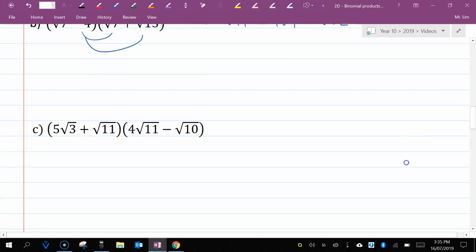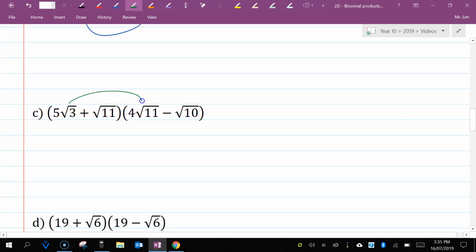Question C. FOIL method. 5 root 3 times 4 root 11. The 5 and the 4 are both on the outside, so we can multiply them together. 5 times 4 is 20. The root 3 and root 11, they're both surds, so we can multiply them together to become root 33.